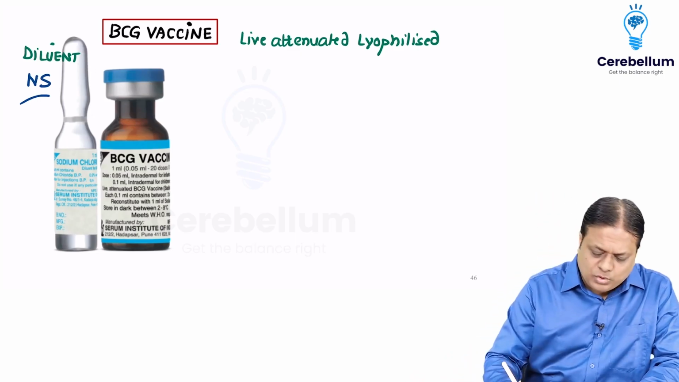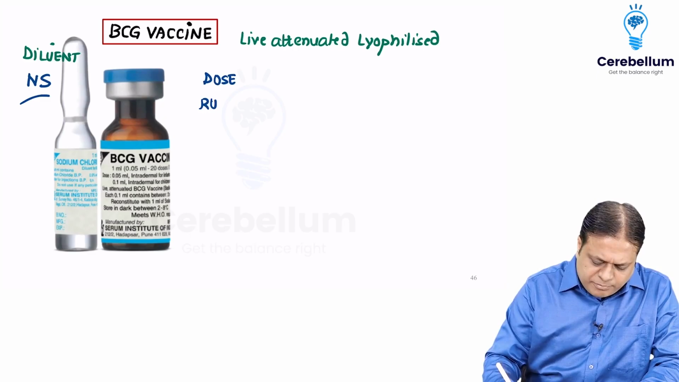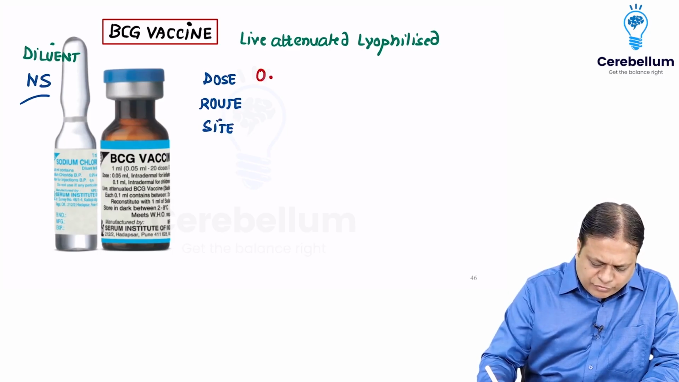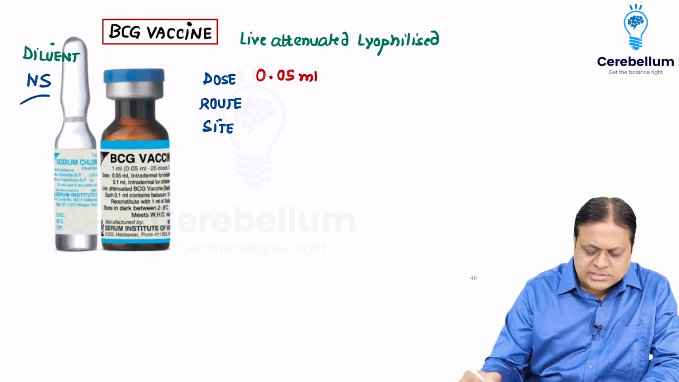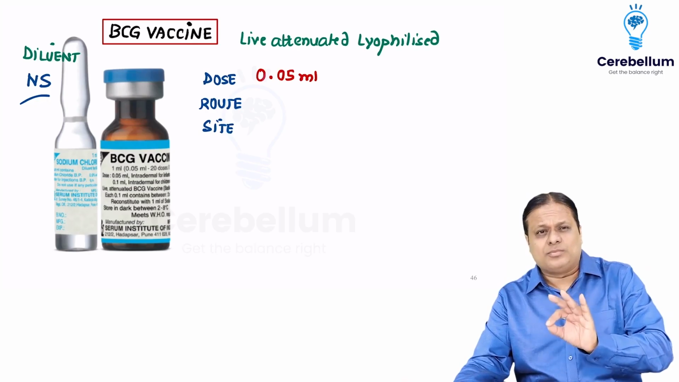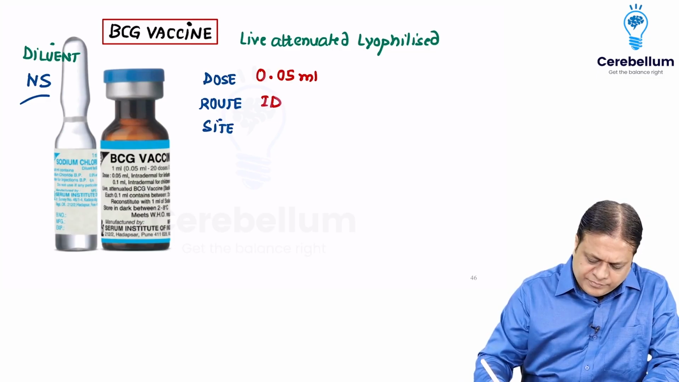When we look at dose, route and site, the BCG vaccine is given 0.05 ml, that is after reconstituting BCG powder with normal saline. It is given intradermally on skin above left deltoid.